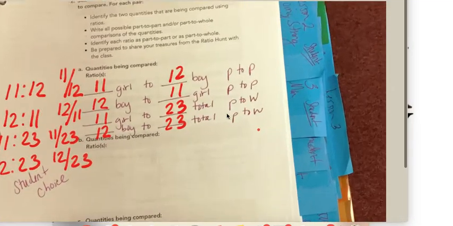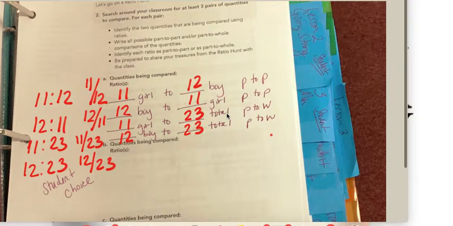Then we did girls to boys. This was actually done in my 2nd period. We did 11 girls to 12 boys. Again, those are our part to part. I did it with a colon, I did it in fraction form, and then I did it with the word to separating the numbers. So we did girls to boys, boys to girls, and then girls to total, and then boys to total.